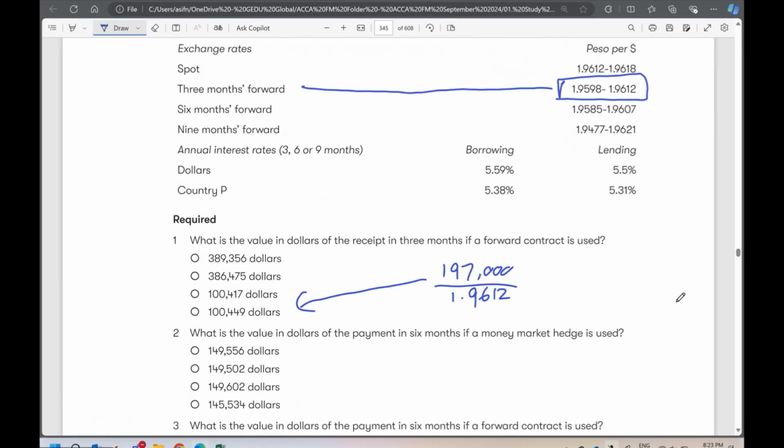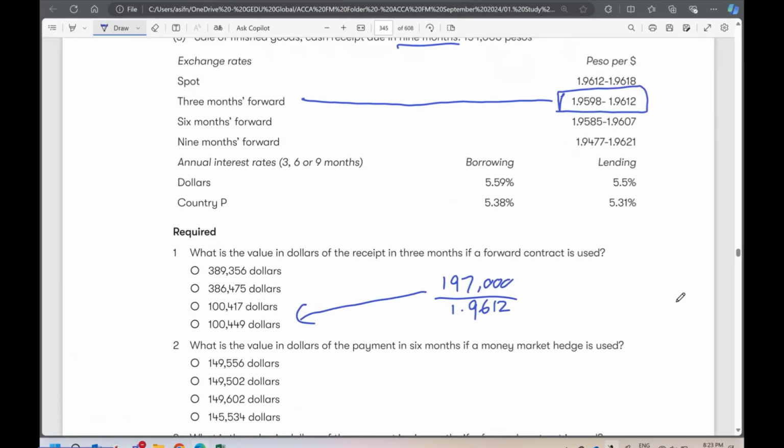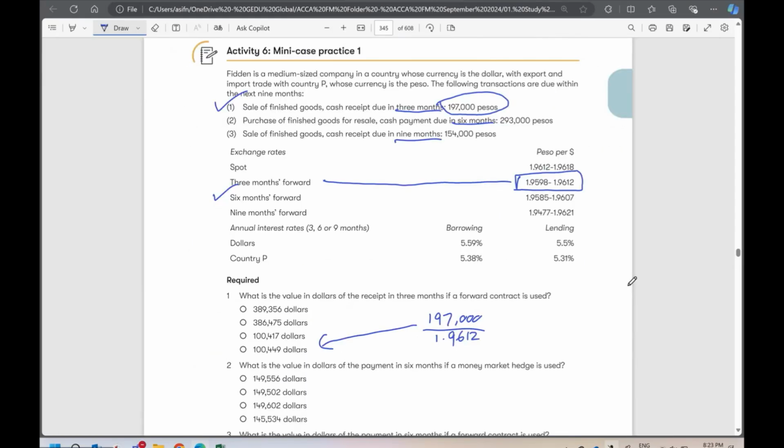Next, what is the value in dollars of the payment in 6 months if a money market hedge is used? First of all, make the money market hedge for the payment. It's a payment, so we will borrow in home currency and then deposit into the foreign currency. When the time comes, we remove the money from the deposit and we pay off. So keep in mind what we have to do here.